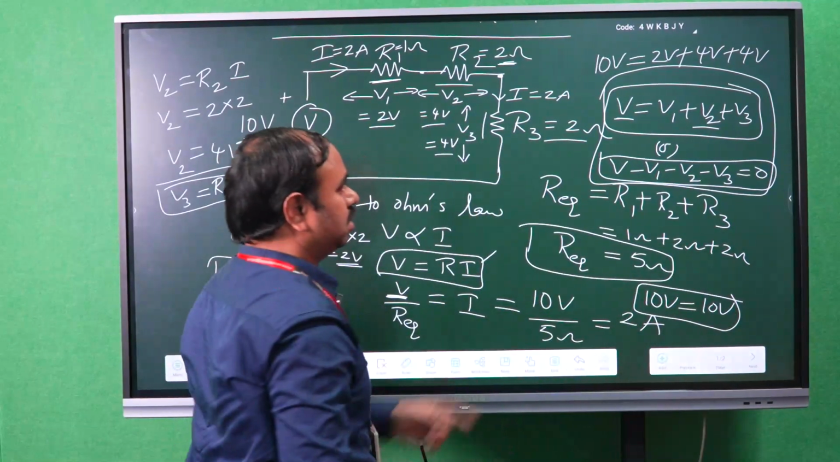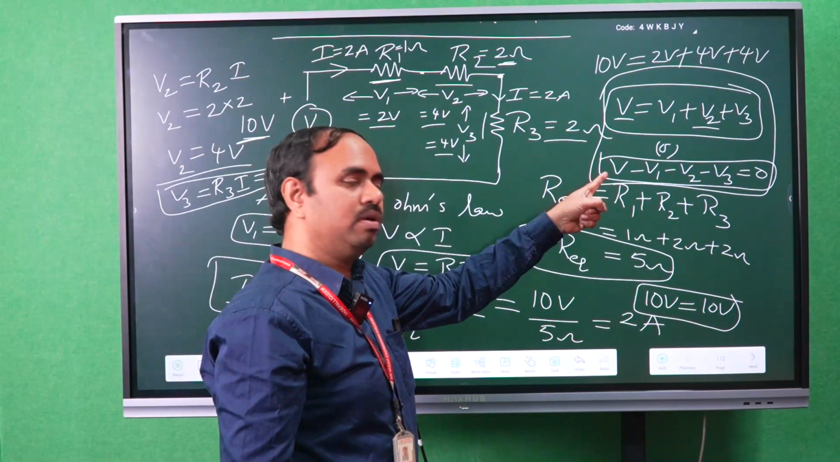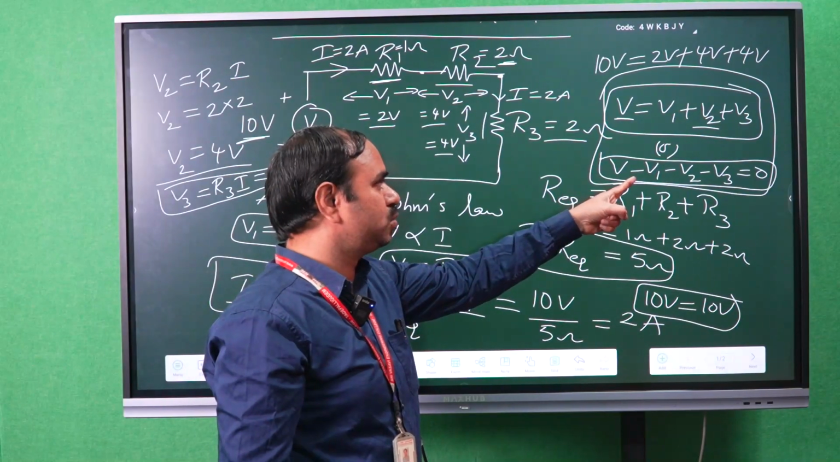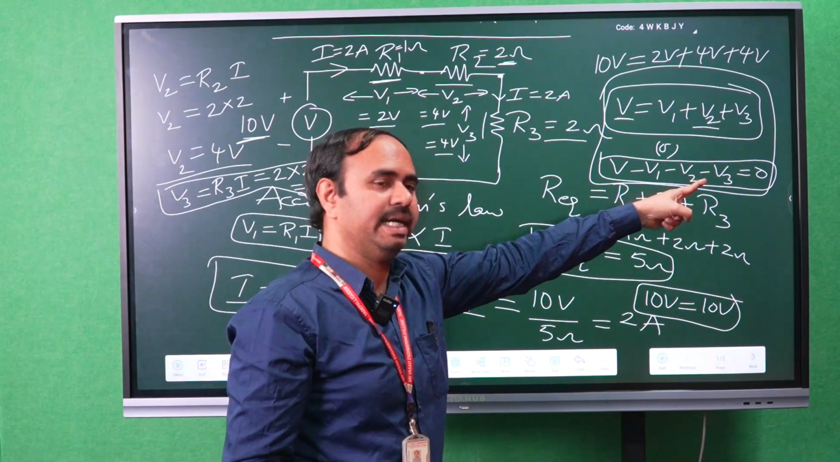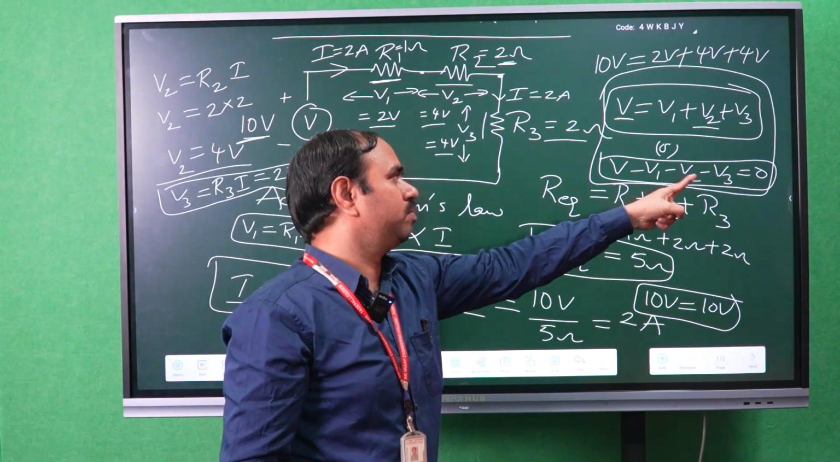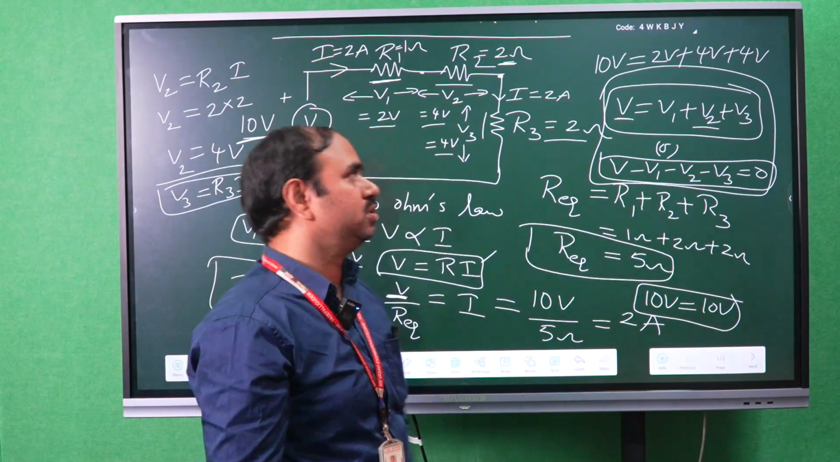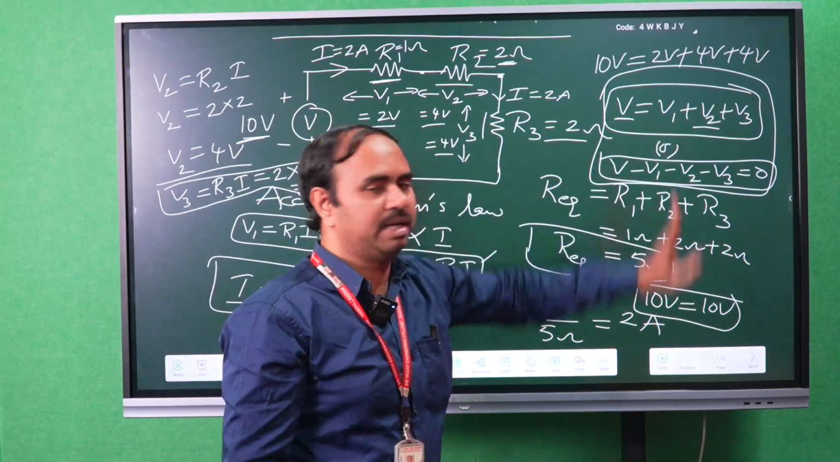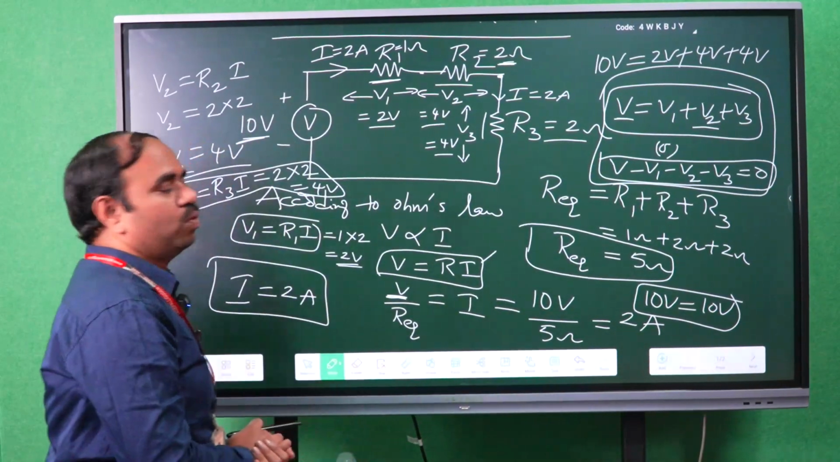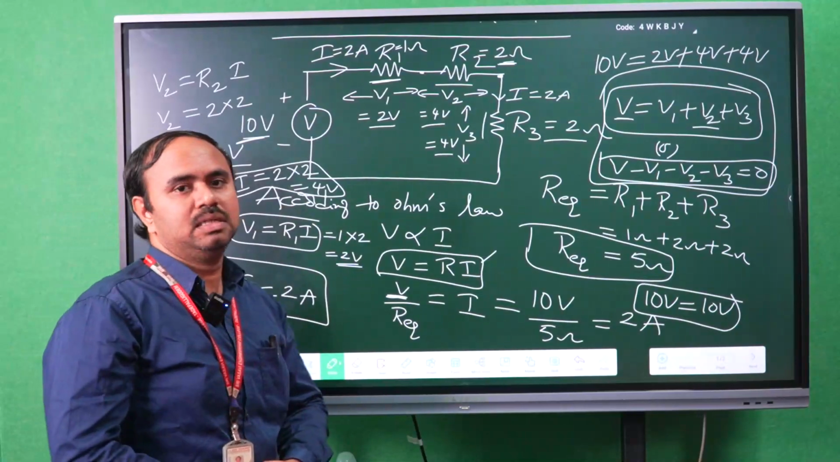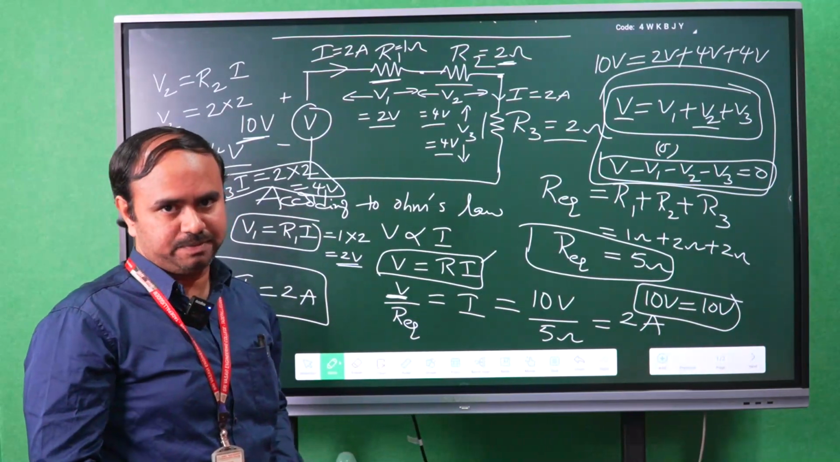Based upon this condition, V is 10 volts, minus 2, minus 4, minus 8, minus 4. So 4, 4, 8, 8 plus 2, 10. So 10 volts minus 10 volts is equal to 0, or 10 volts is equal to 10 volts according to Kirchhoff's voltage law. Hence the condition was satisfied.